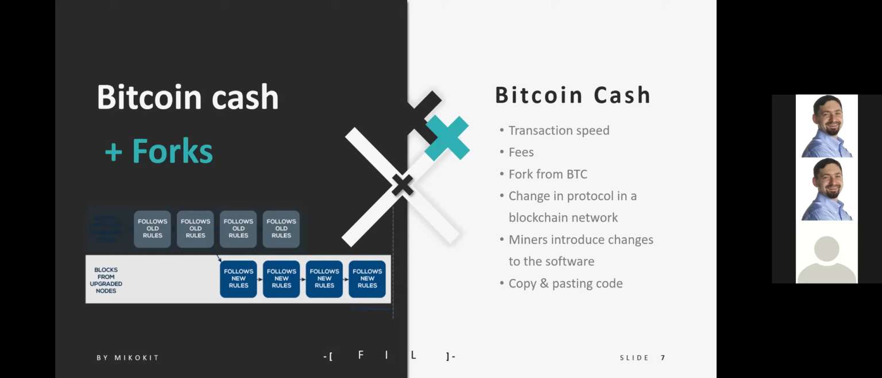So Bitcoin Cash was created to have higher transaction speeds and lower fees. The fees from Bitcoin are already pretty small, but Bitcoin Cash has them lower. Bitcoin Cash is an example of a fork. A fork basically means there was an original cryptocurrency and there was a change that part of the community wanted to make.